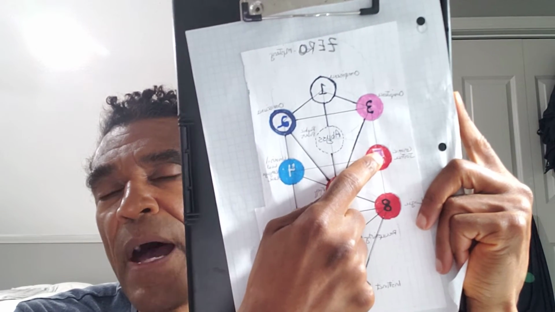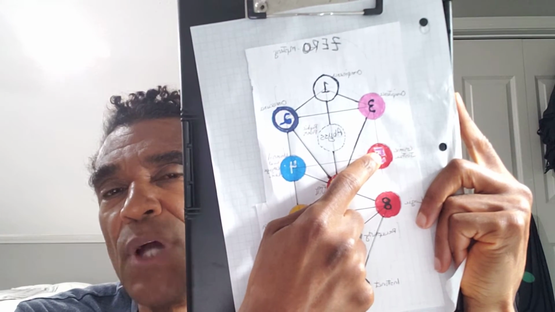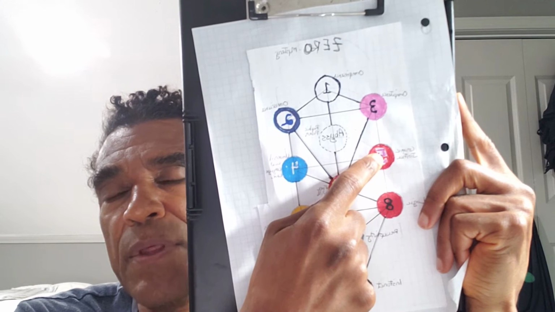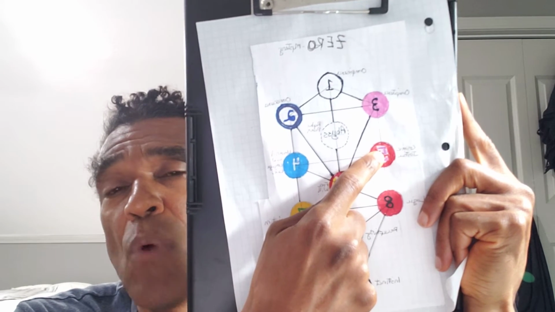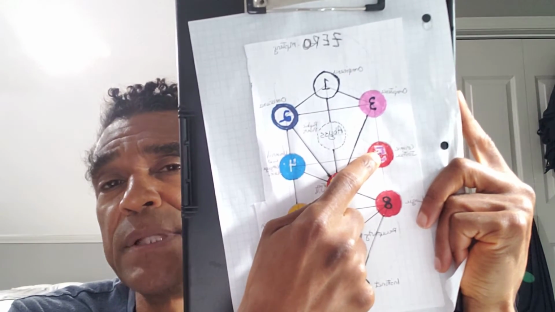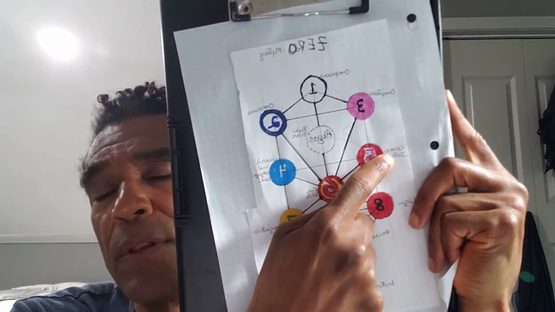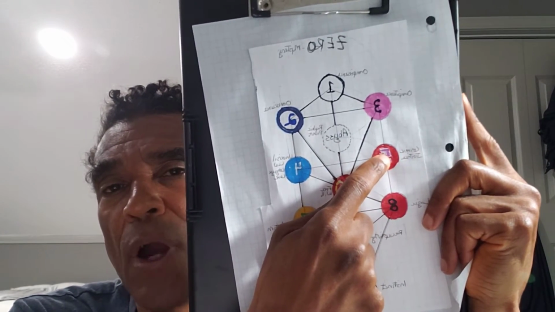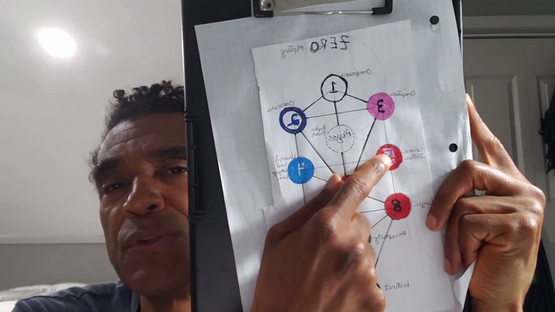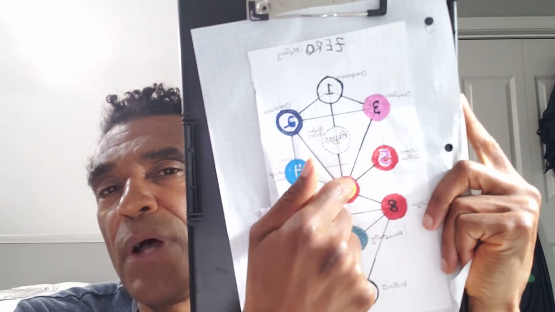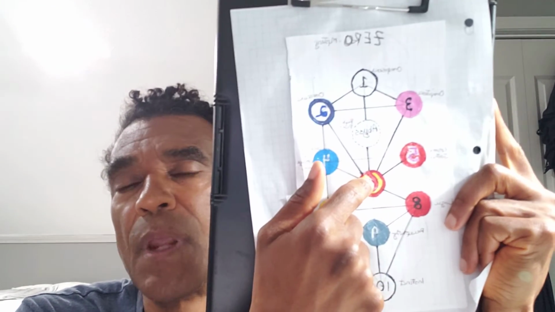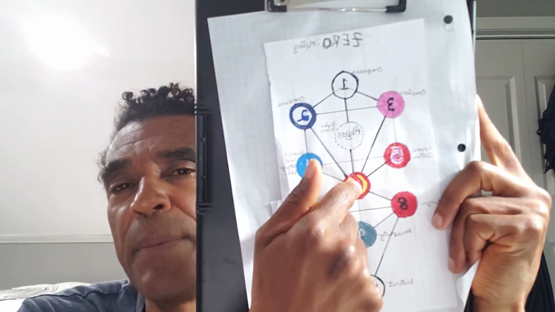So we think of 5 as really like our sense of justice. This is how we can tell what is just and what is not. And this is really like the law of karma. So karma is what comes around, goes around. As you sow, so shall you reap. For every action, there's an equal and opposite reaction.